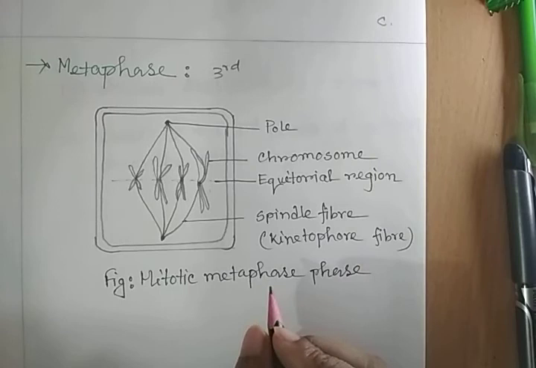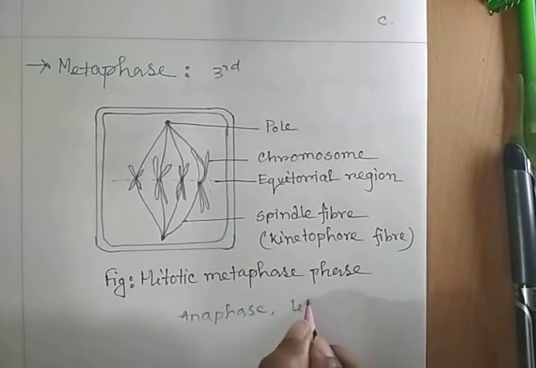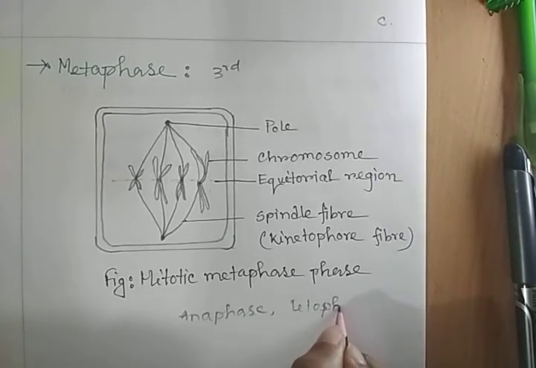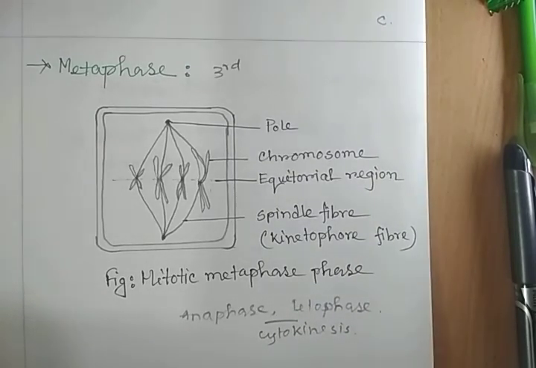The next two phases are anaphase and telophase, and a special type of phase, cytokinesis. Cytokinesis we will discuss in the next class.